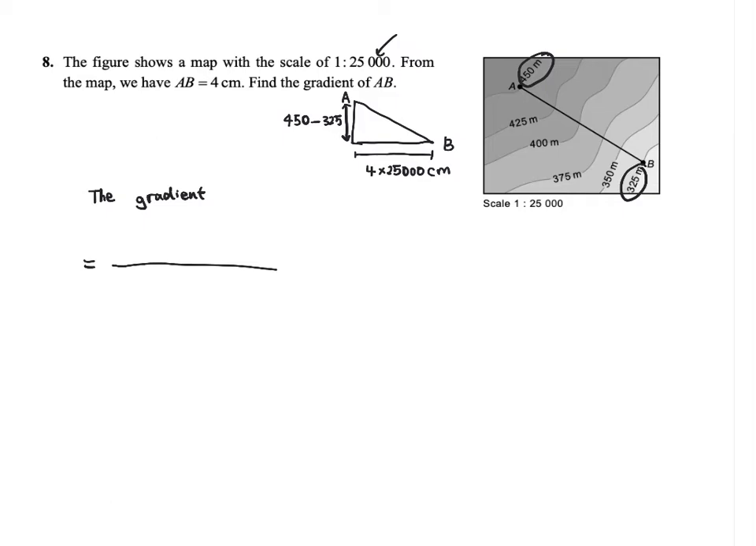You have 450 minus 325 over 4 times 2. Okay, like this one. Because this is in meter, this is in cm. So how to change it? Basically, you divide it by 100, and then this one will become meter. Okay, that is why at the end, you will have 1 over 8.